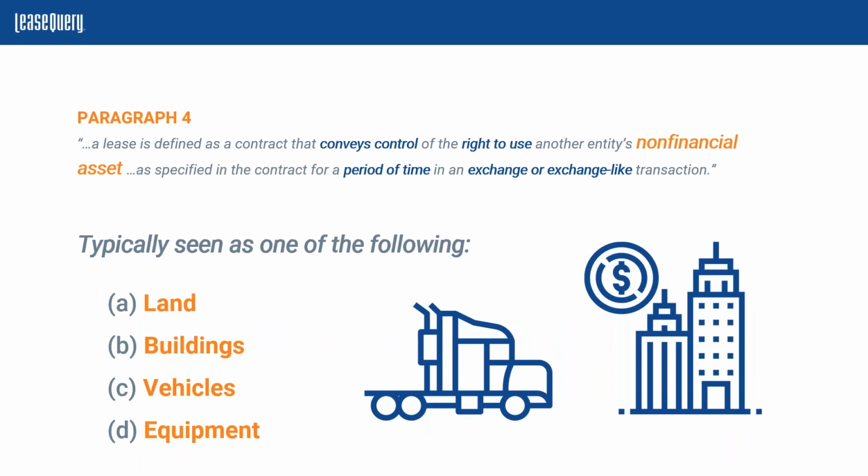Now, when we think about the non-financial asset, kind of talking about what Kylie was mentioning, if you do have software as a service, it's not going to be included, because what we're typically thinking about for non-financial assets are fixed physical assets, such as land, buildings, vehicles, equipment, etc. So again, if you do have software as a service, that's going to be covered in a different standard, GASB 96, which is coming out soon as well.